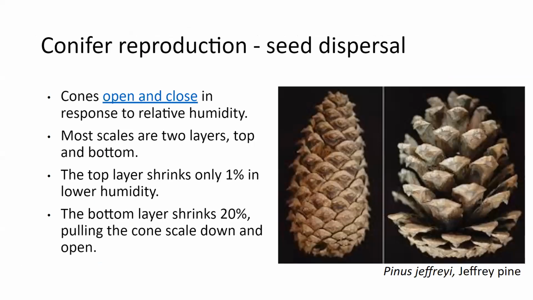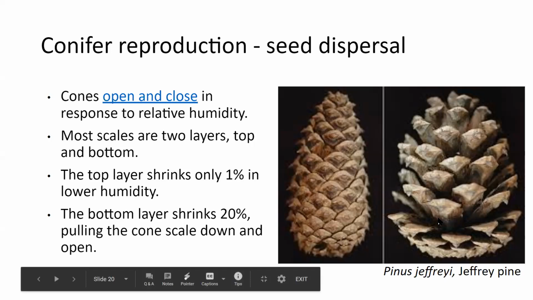So how does that work? The scales are actually made of 2 layers, the top layer and the bottom layer. And you can see on the right, this Jeffrey pine cone on the left side is sealed shut and then open on the right. So when cones dry out, those 2 different layers dry at different rates. So the top layer can shrink, but not very much in a dry environment, whereas the bottom layer shrinks really drastically. And so the bottom layer of these cone scales shrinks, and then pulls those cone scales open.